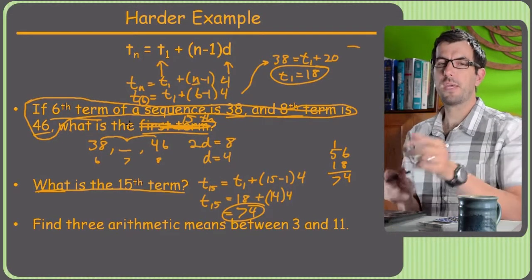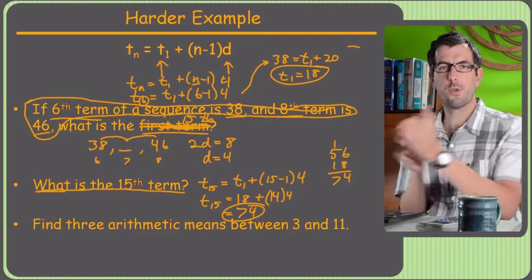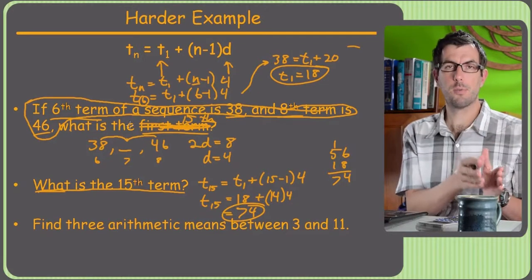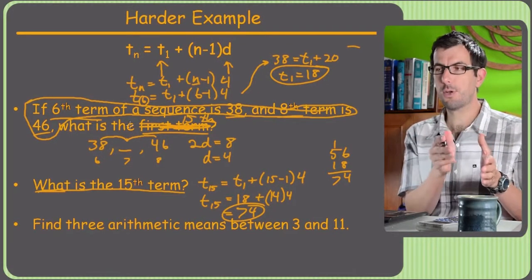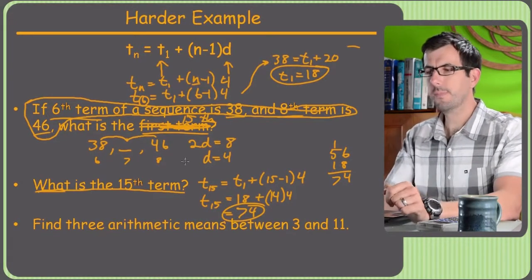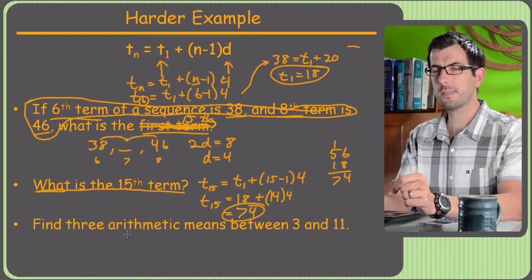If they give you 2 wacky terms and ask for another wacky term, all you do is use the first 2 wacky terms to solve for the first term the way we just did. And then once you've got the first term, you can plug that into the equation to get any wacky term you want. All right, finally I want to mention arithmetic means.